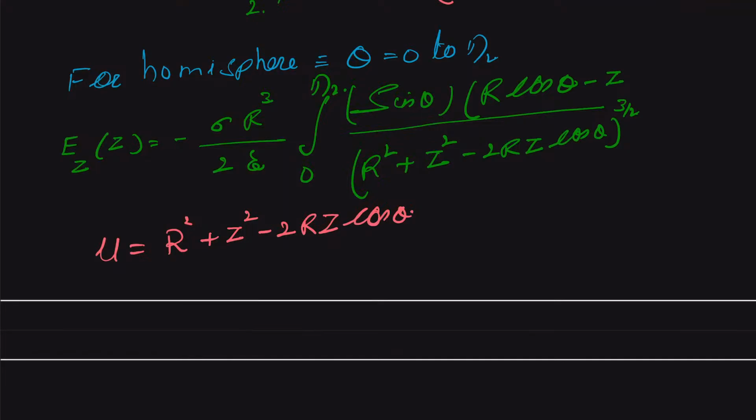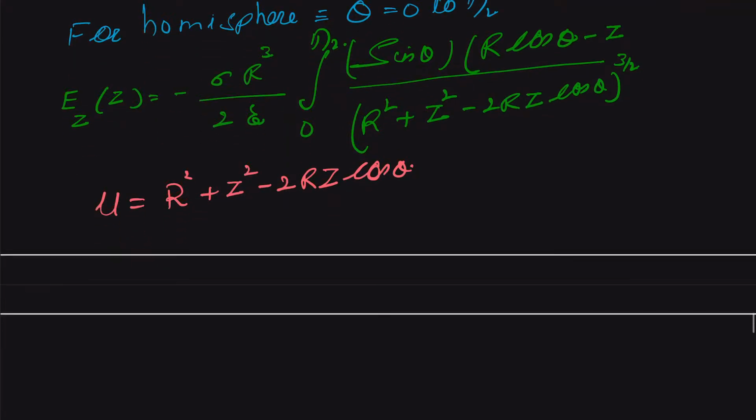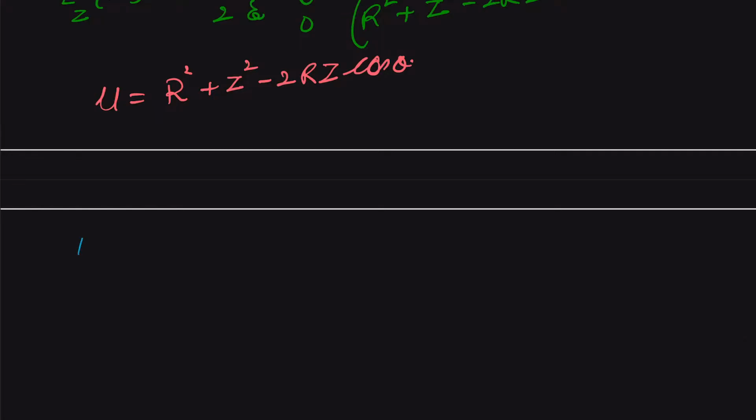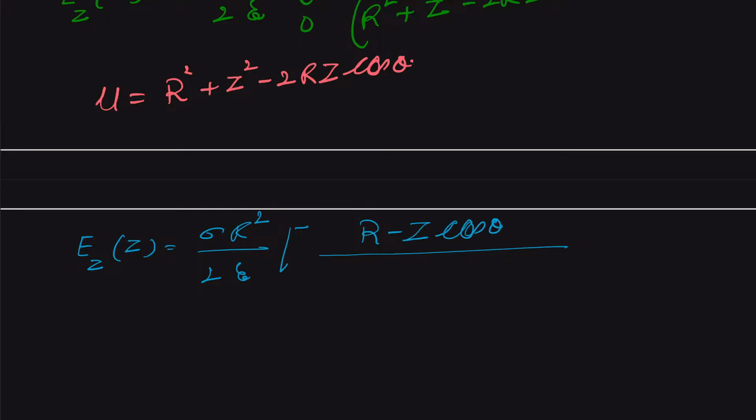I'm still going to put the limits, and we are going to get E of z equal to sigma r square upon 2 epsilon naught, times r minus z cos theta, and this will be z square upon r square plus z square minus 2rz cos theta to the power 1 by 2, from 0 to pi by 2.